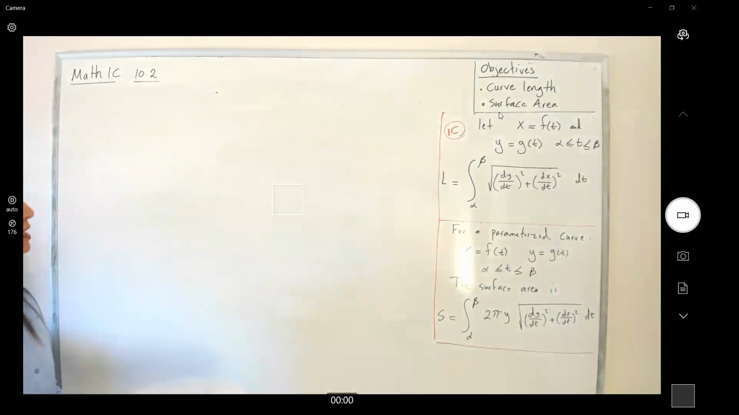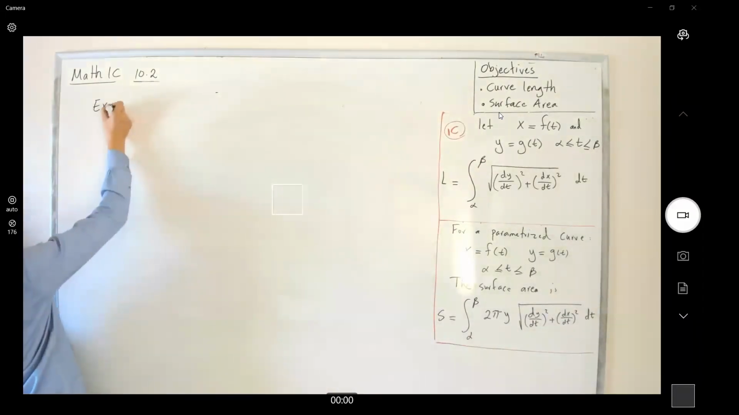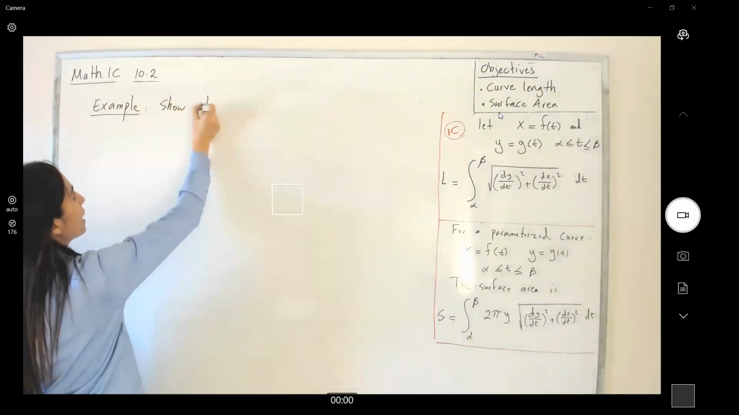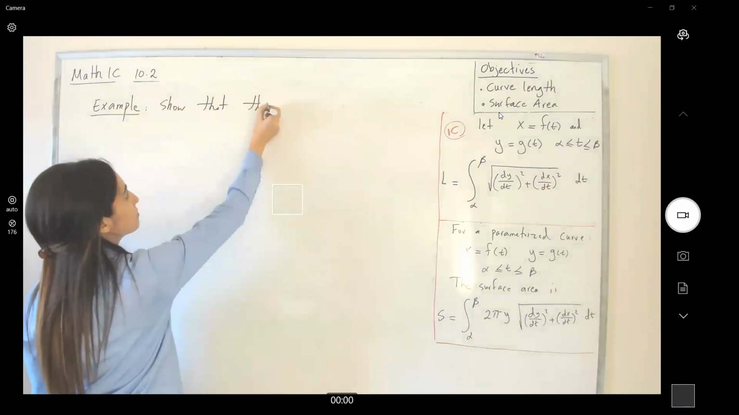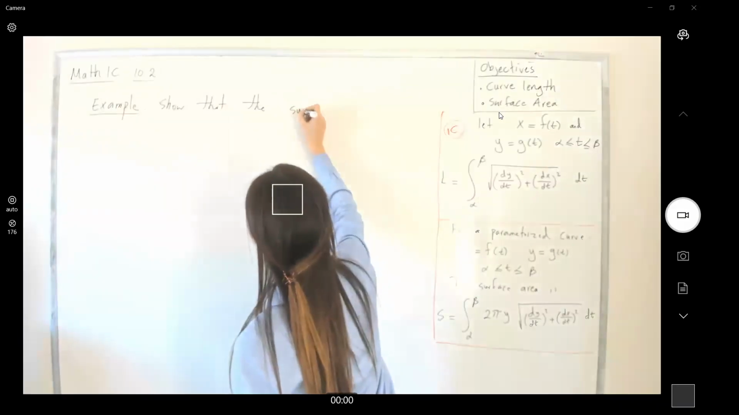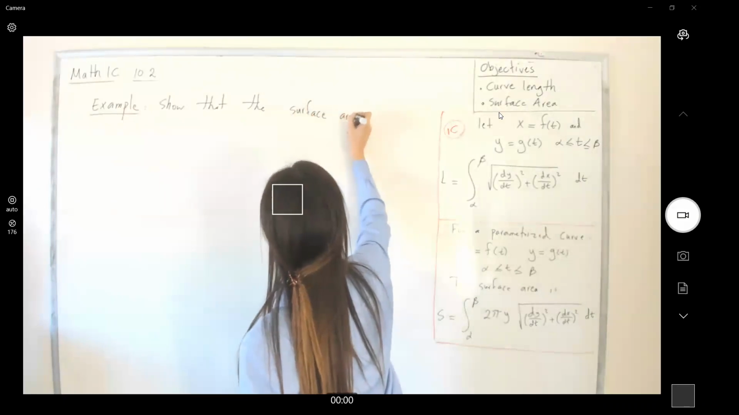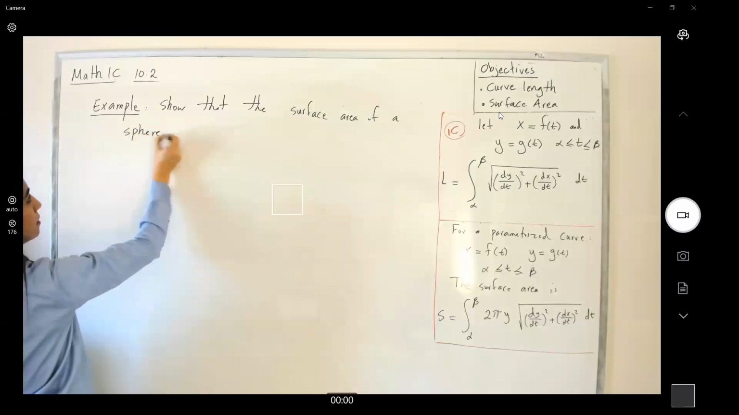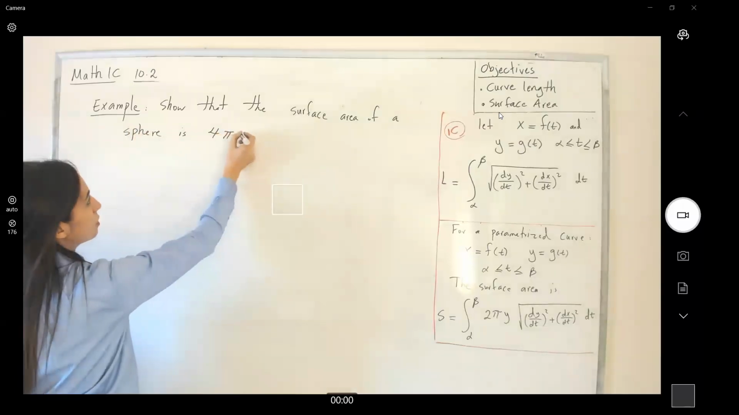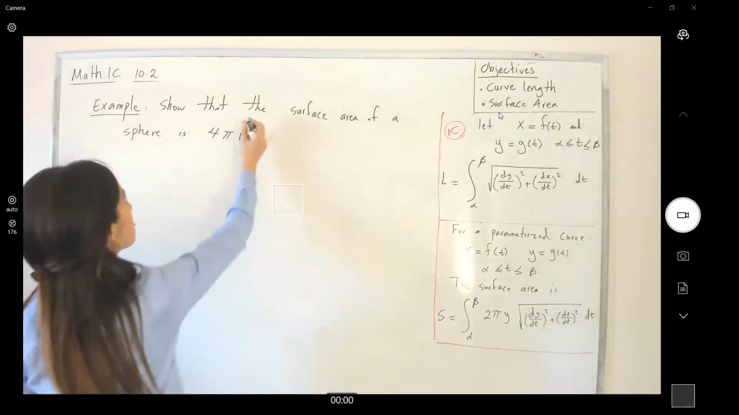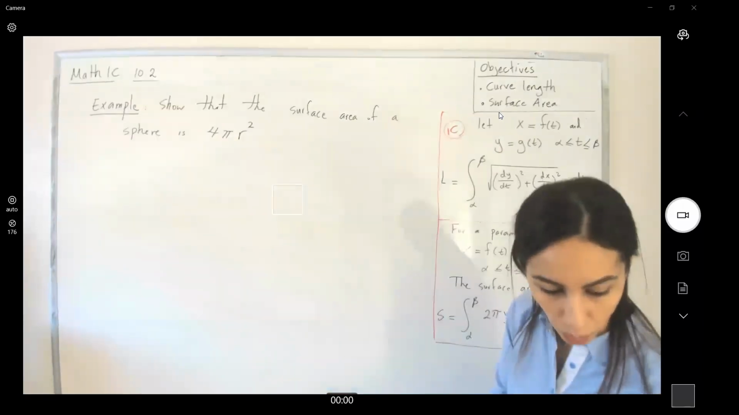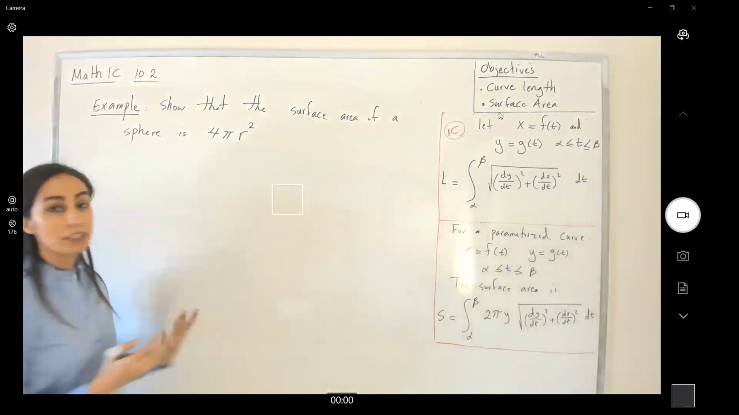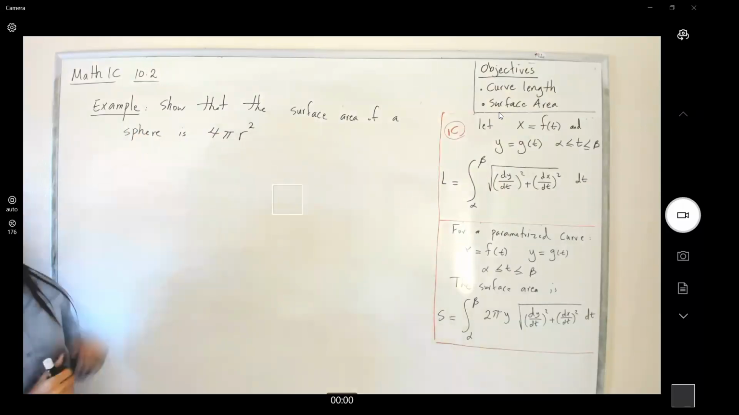Okay, this example says, show that the surface area of a sphere is 4 pi r squared. Okay, perfect. So how do you find the surface area for a sphere?